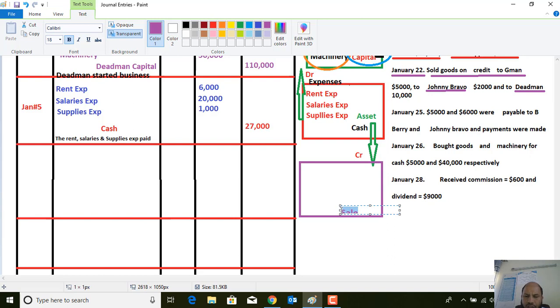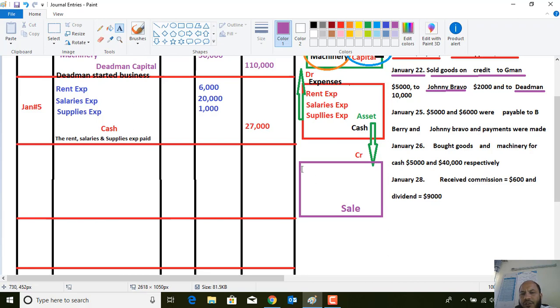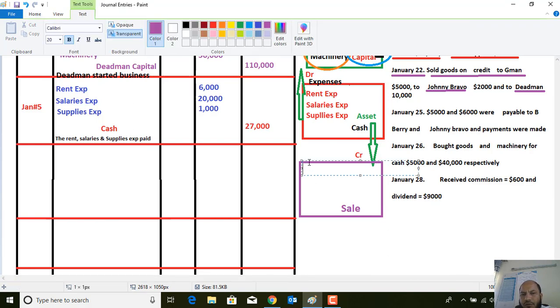So we may say that the sale has occurred within the business, and sale is an income account, a revenue account. Now upon whom has the business sold the goods? The business has sold the goods to G-man, but these goods are on credit. So credit is an account receivable for the business.